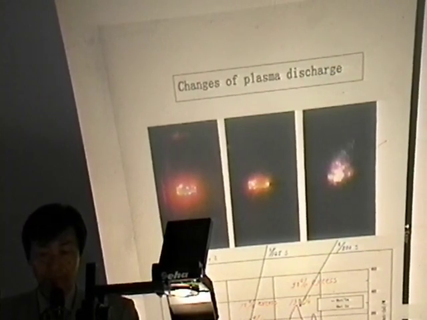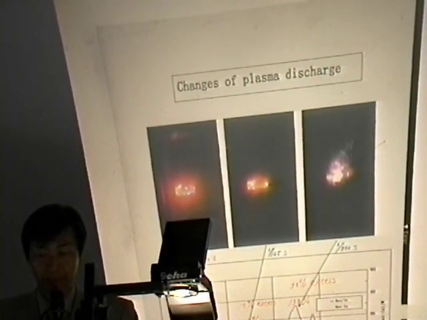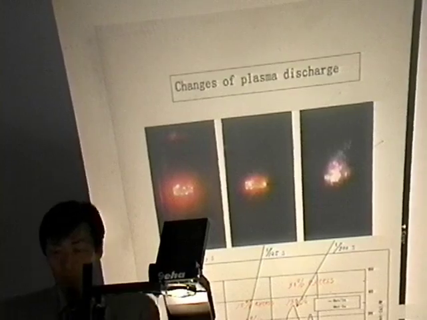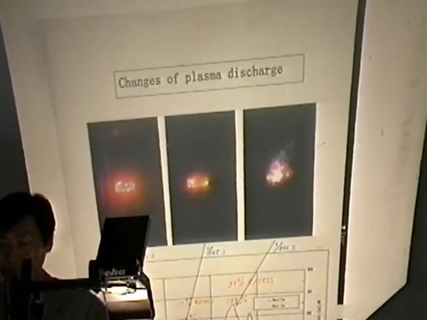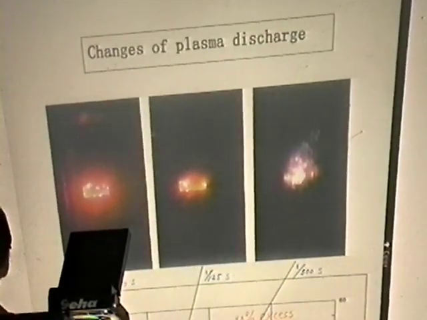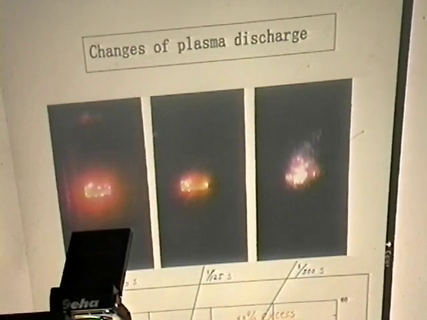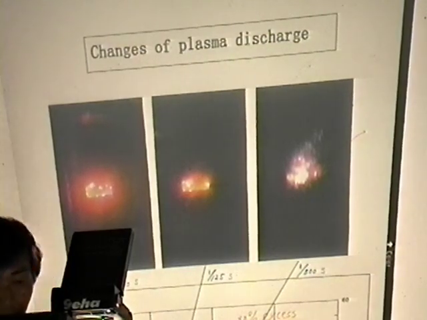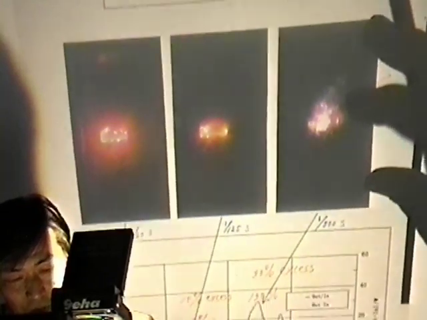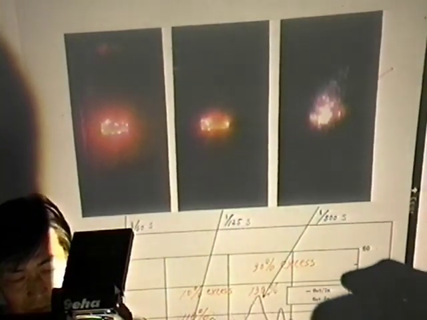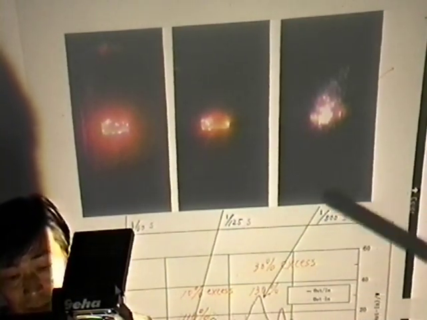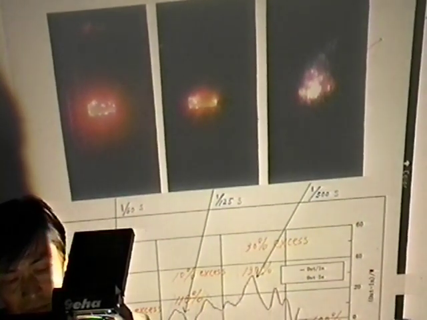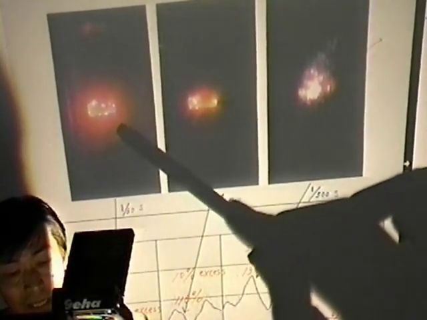This is a case of extraordinary heat generation during plasma electrolysis. This is each stage of plasma electrolysis. It's a little bit difficult. You can see this is the first stage, and second stage, and third stage. And this is no excess heat. The plasma is like that.